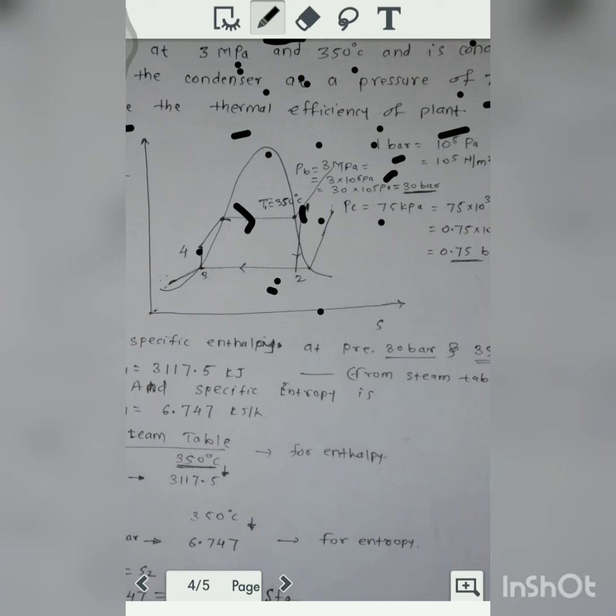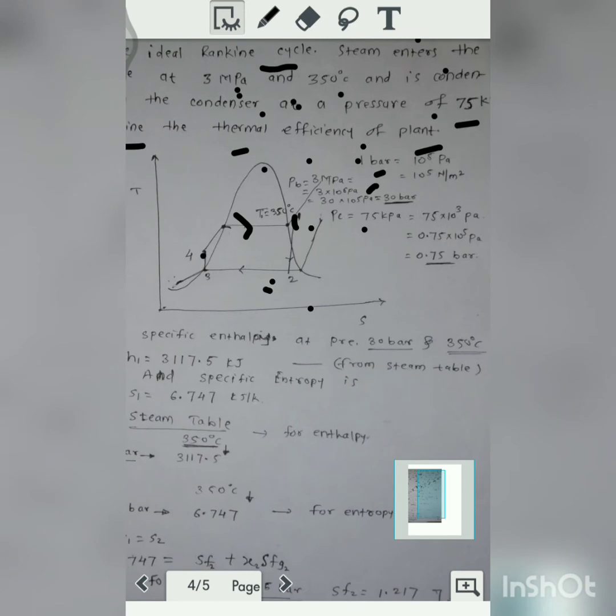So why have we converted that value into bar? Because the steam table is given in bar, that's why we have converted it. At that state we have also been given a temperature of 350 degree centigrade, so here we have written 350 degree centigrade. So this is the property for the state 1.